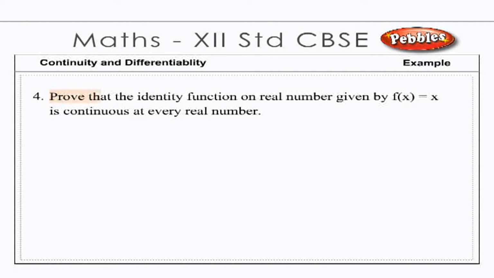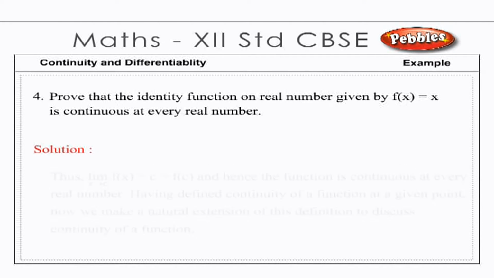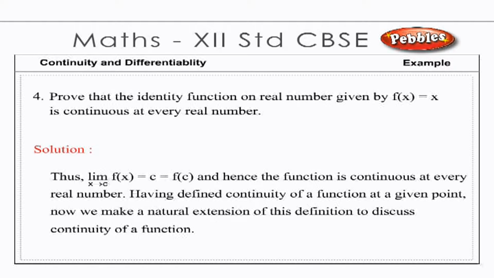Example: prove that the identity function on real numbers given by f of x equal to x is continuous at every real number. Solution: the function is clearly defined at every point and f of c equals c for every real number c. Also, limit x tends to c of f of x equals limit x tends to c of x, equal to c. Thus, limit x tends to c of f of x equals c, equal to f of c, and hence the function is continuous at every real number.